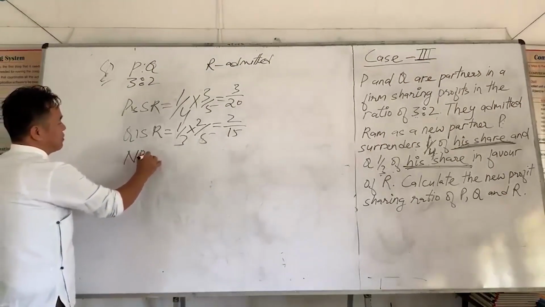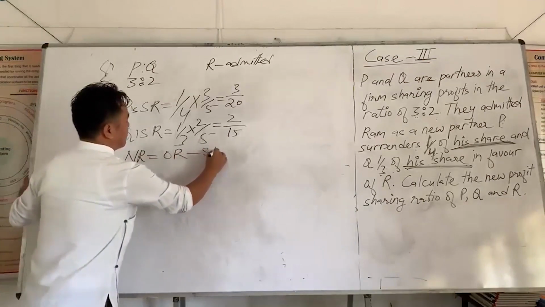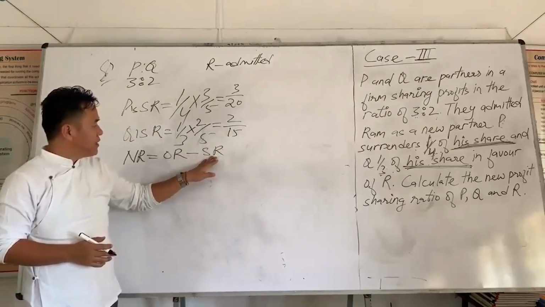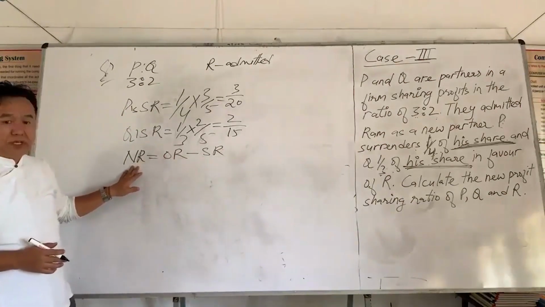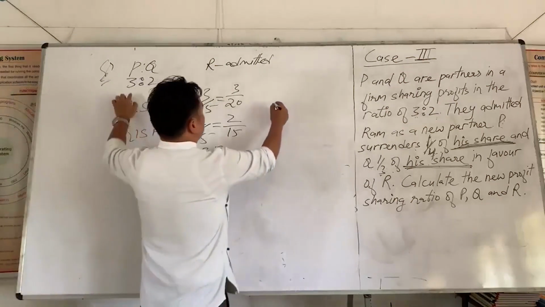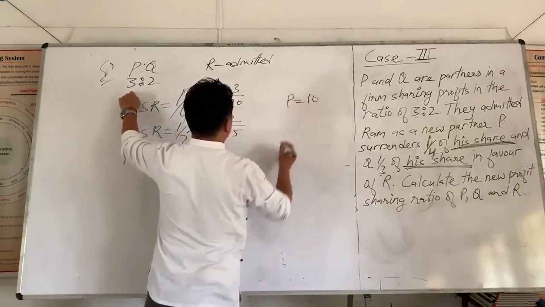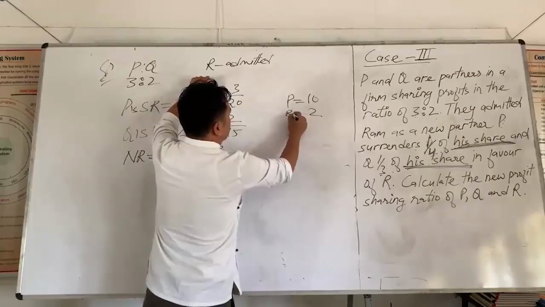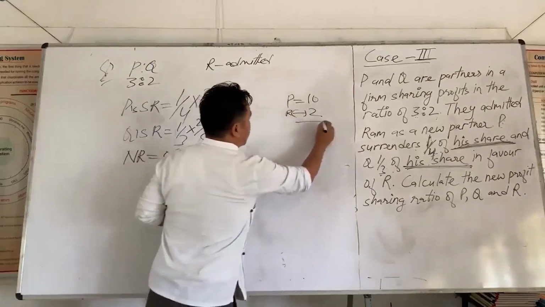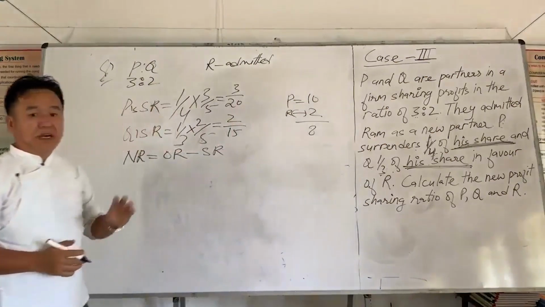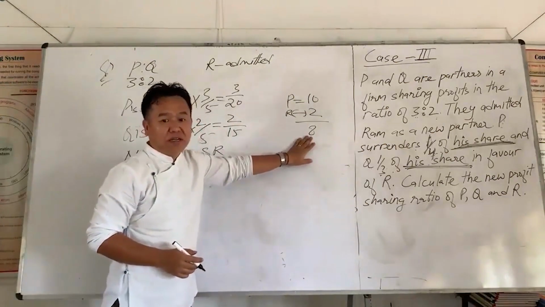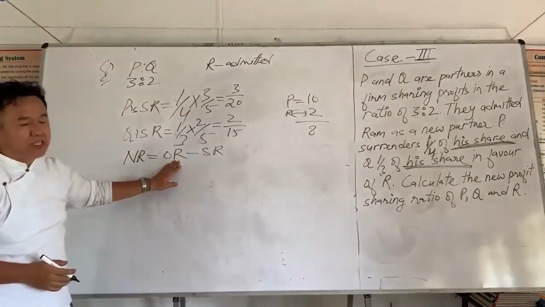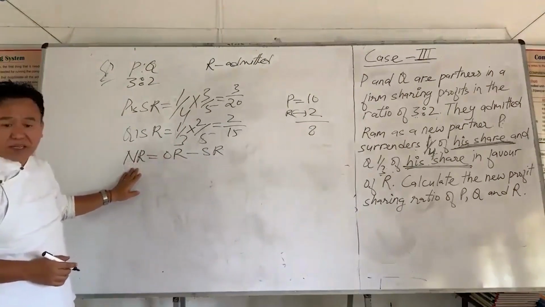What is the formula of new ratio? Old ratio minus sacrificing ratio. One thing I want to tell you is why we deduct sacrificing ratio from old ratio in order to get new ratio. Suppose P has 10 apples and P sacrifices 2 apples to R. Then the remaining is 8 apples. So currently P has 8 apples. Currently means new one. So that's why sacrificing ratio is deducted from old ratio in order to get new ratio. Is that clear for you?